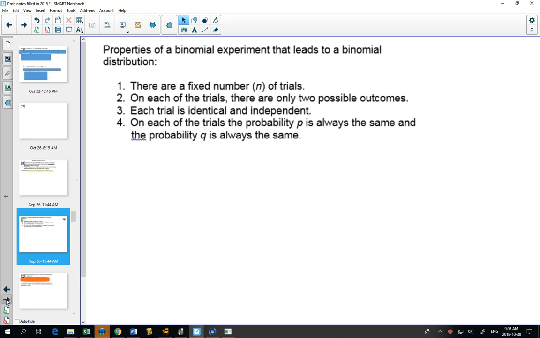So these are the properties. You do a certain number of trials, like you flip a coin 10 times. On each trial, there's only 2 possibilities, heads or tails. Each trial is independent and identical. It's not like, ooh, this coin has been flipped 10 times, it's now changing shape, and there's more chance of getting heads now than before. No, that doesn't exist. Each trial is exactly the same as before. Probability of success is the same. Probability of failure is the same.